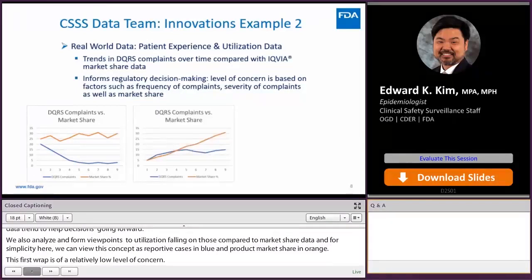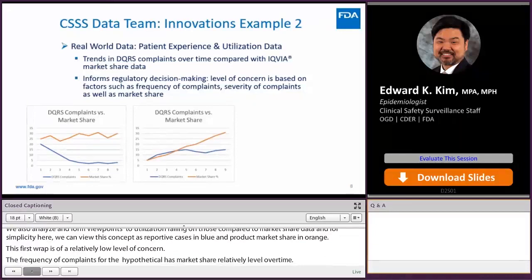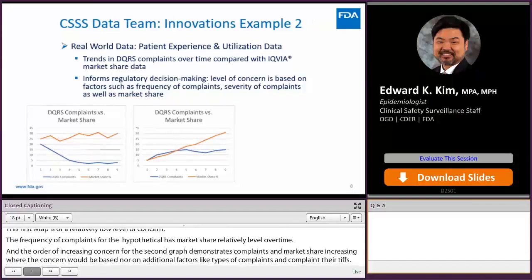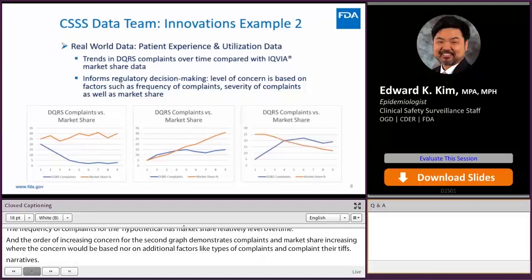And in order of increasing concern for this second graph, it demonstrates both complaints and market share increasing, where the concern would be based more on additional factors like types of complaints and complaint narratives. Here, for example, we can turn to plausibility assessments and observe how individual complaints contribute to the severity of a generic drug safety problem. And finally, this third scenario shows higher levels of concern when comparing these three hypotheticals.